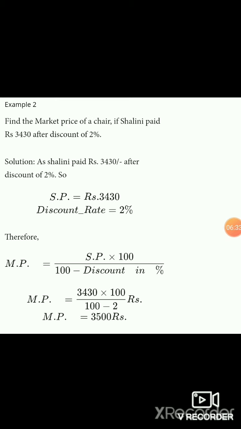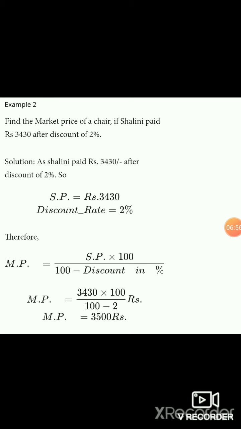So it will become the SP for the shopkeeper. Rupees 3430 is the SP of the chair for the shopkeeper, because the shopkeeper is offering a discount to you, so it will become the SP for the shopkeeper. Okay, so SP is equal to rupees this much, discount 2%.